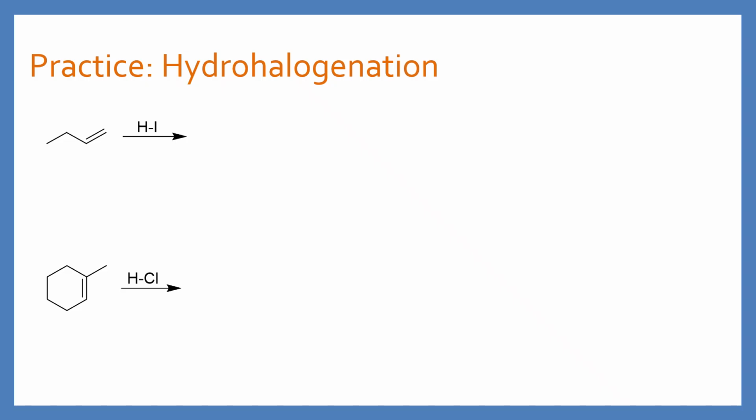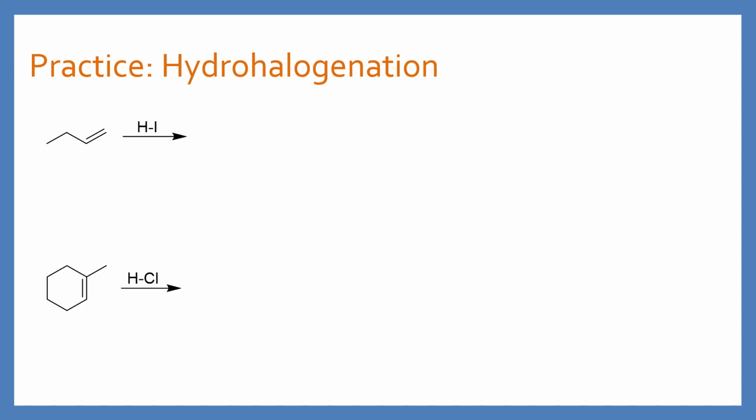So let's work some practice problems following the rule of Markovnikov addition. Neither of these will have any carbocation rearrangements, but you will have to decide which is my major product and which carbocation will form. So go ahead and pause and try this for yourself. But if you're not ready to try it for yourself, maybe work the first one with me and then pause and work on the second one.